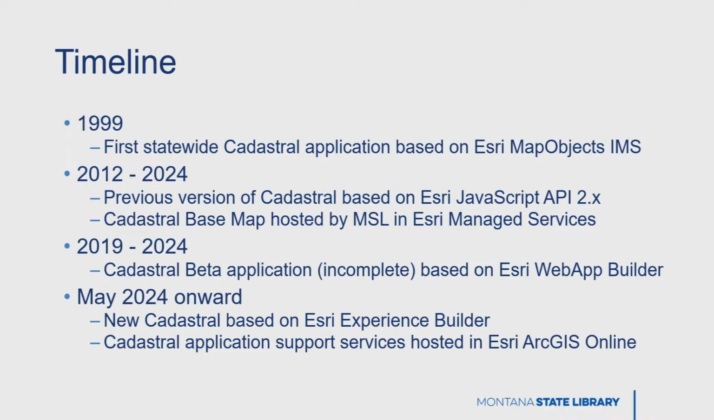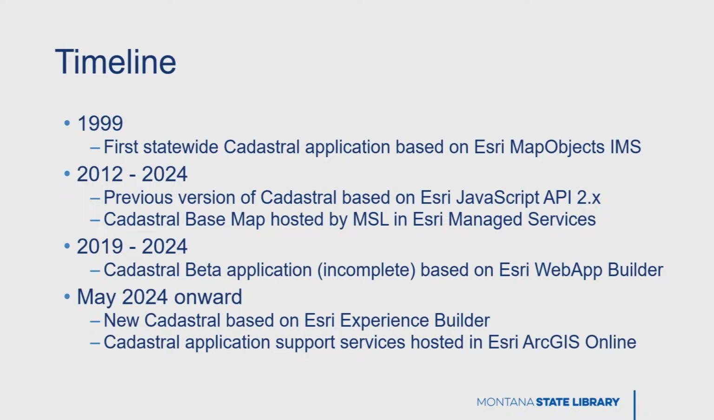So back to the timeline a little bit. Again, 99 was the very first one based on MapObjects IMS. The previous version was version 2 of the Esri JavaScript API, now known as the ArcGIS API for JavaScript for some reason. Base map was in Esri Managed Services and maintained by us, updated monthly.